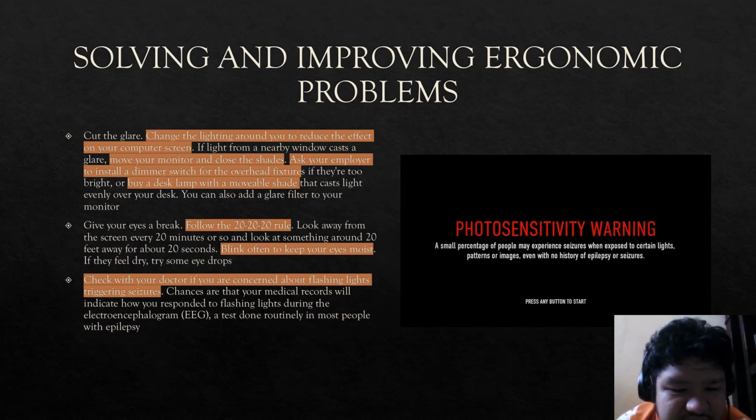Give your eyes a break. Follow the 20-20-20 rule. Look away from the screen every 20 minutes or so and look at something around 20 feet away for about 20 seconds. Blink often to keep your eyes moist. If they feel dry, try some eye drops.